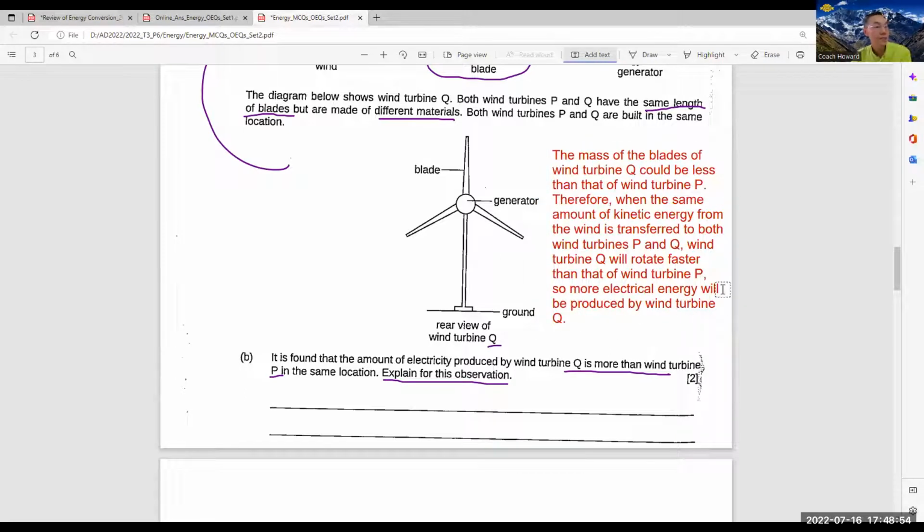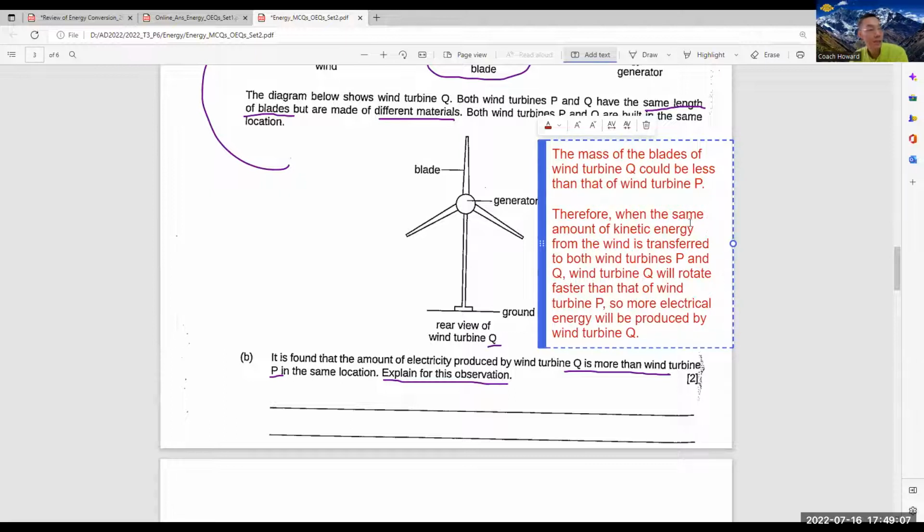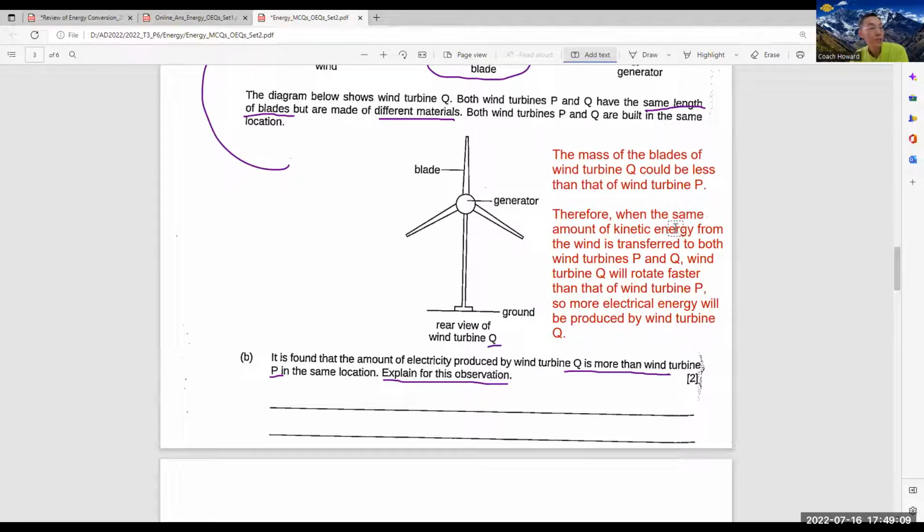So you explain by saying the mass of the blades of wind turbine Q could be less than that of wind turbine P. Maybe I leave a space here. Therefore, when the same amount of kinetic energy from the wind is transferred to both wind turbines P and Q, wind turbine Q will rotate faster because it's lighter. So because of the same kinetic energy from the wind, a lighter blade will turn faster. By turning faster, it will produce more electrical energy.